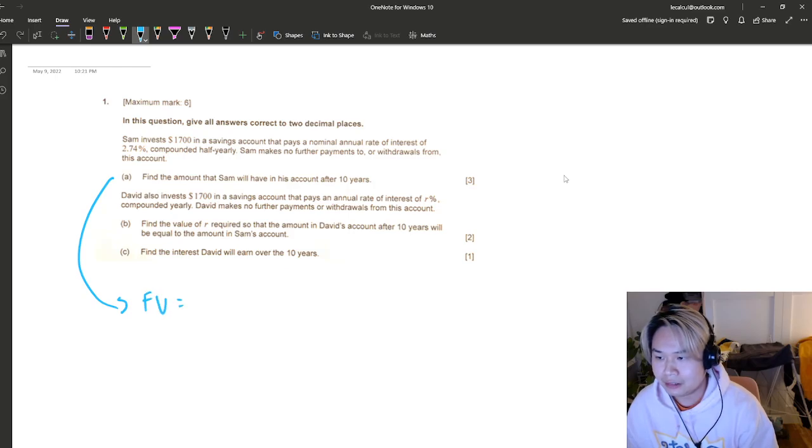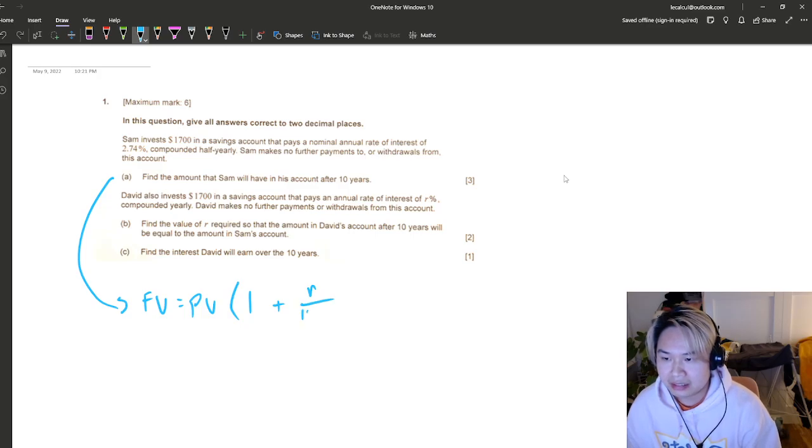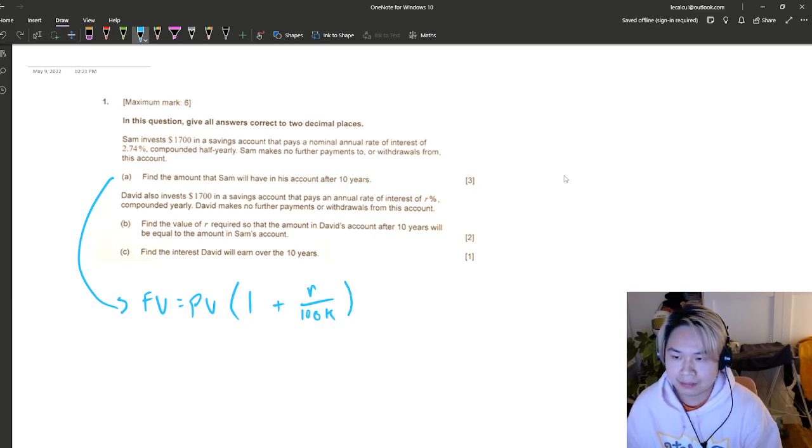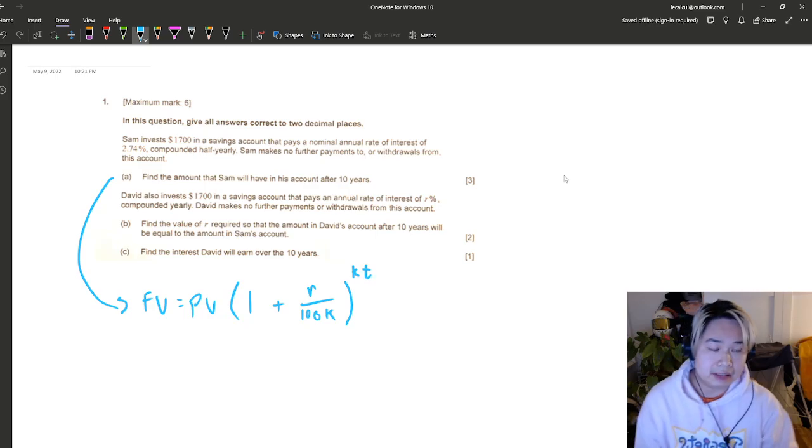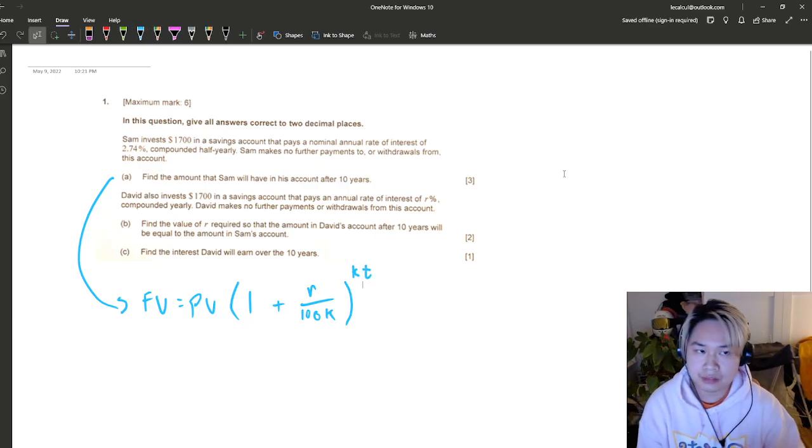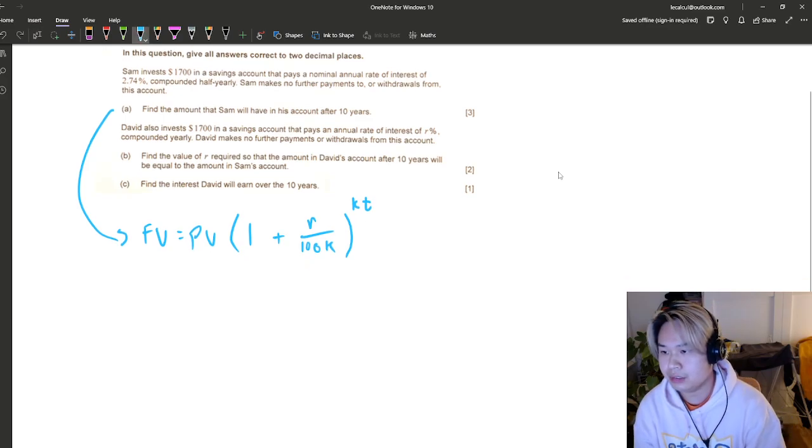The future value is the present value times 1 plus the interest rate as a percentage divided by 100, divided by, I don't know what letter is in the formula booklet, but the number of compounding periods in a year, to the power of kt, where t is in years. So all of this is there for you. So this should be pretty straightforward.